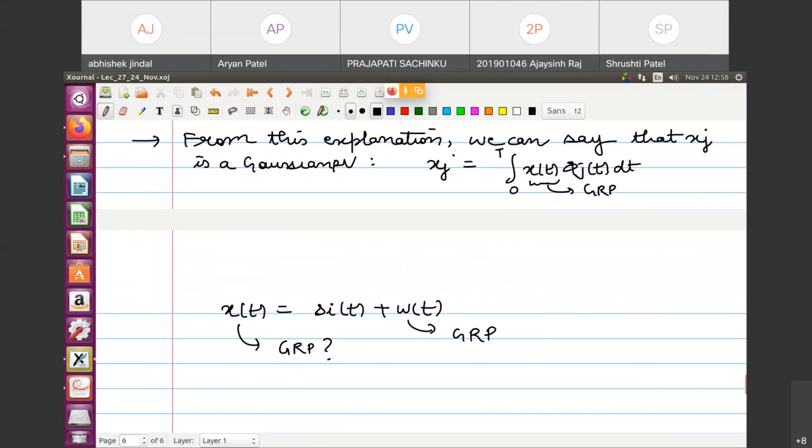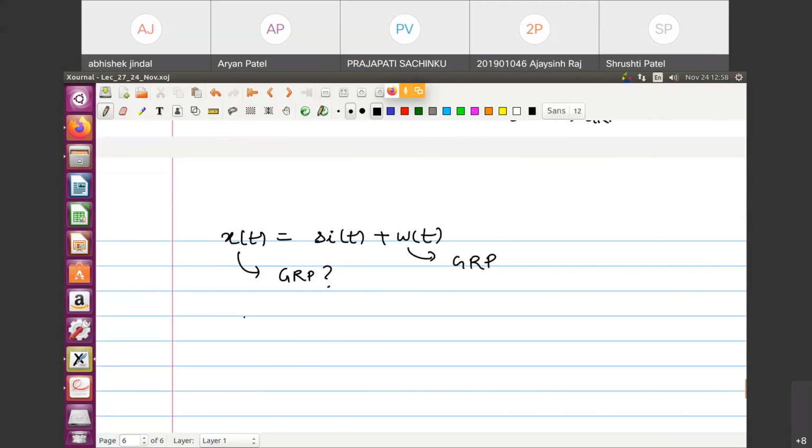Now yes, it should be. How? Let us check this out. Okay. So x of t, let us see this. So this being GRP, W of t being GRP, we know that for any t1, t2 up to some tp, W of t1, W of t2 up to W of tp are jointly Gaussian.